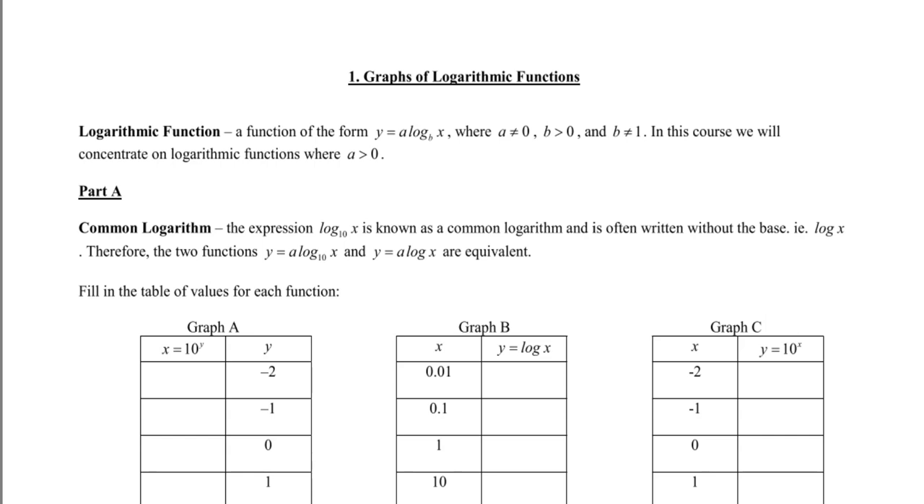So a cannot be 0, or you're just going to end up with y equals 0, which we know is a horizontal line, and that's like a degree 0. It's a constant function. B is greater than 0, so just as with exponential functions, right? The base of the exponential function has to be greater than 0. B is not equal to 1, just like exponential functions, right? The base can't be a 1. If it were, we would just end up with the line y equals 1, right? And in this course, we will concentrate on log functions where a is greater than 0.